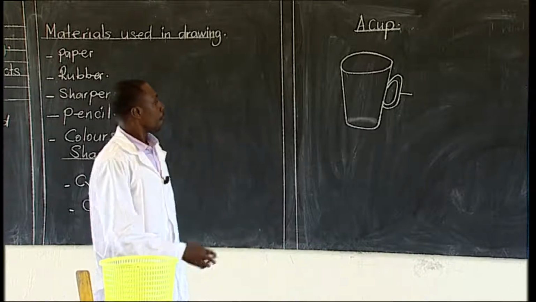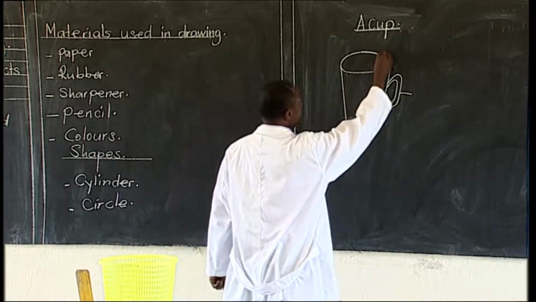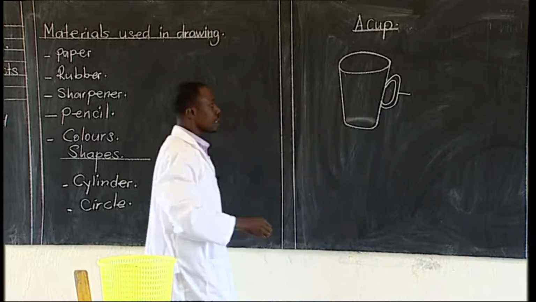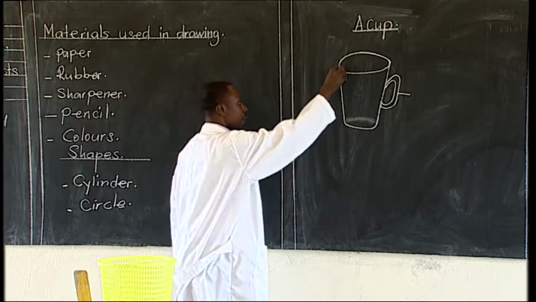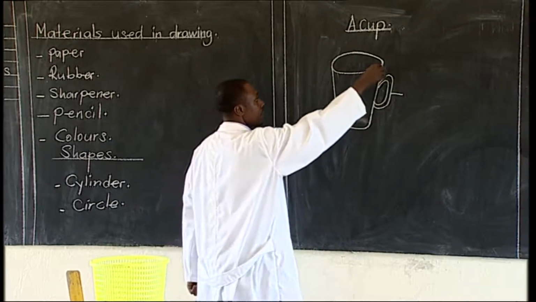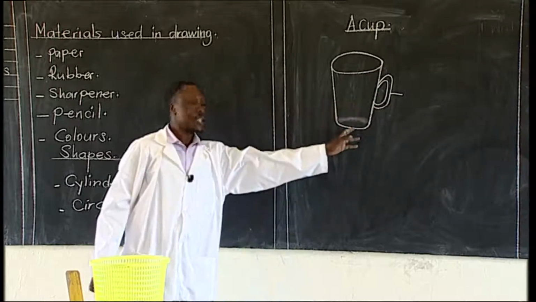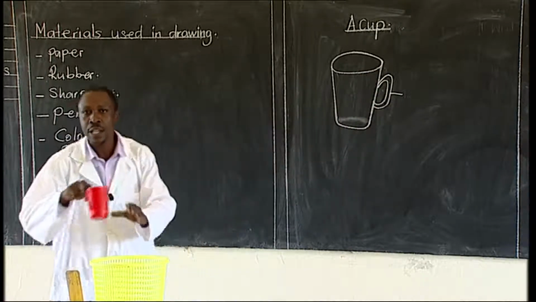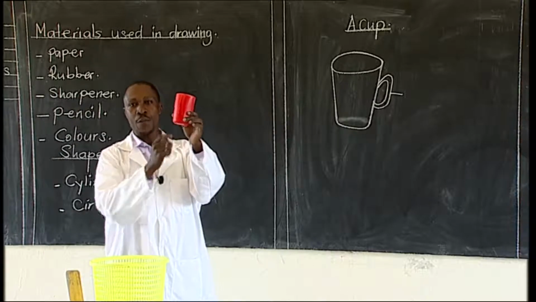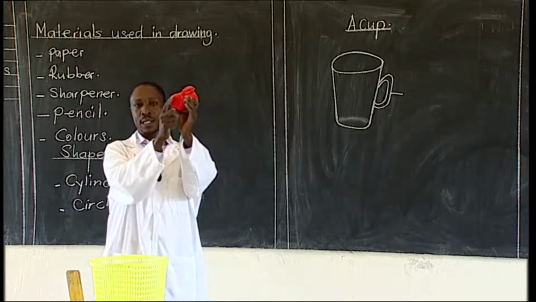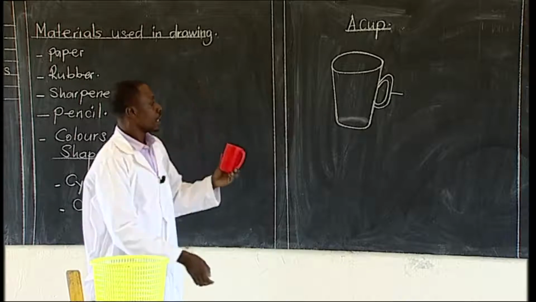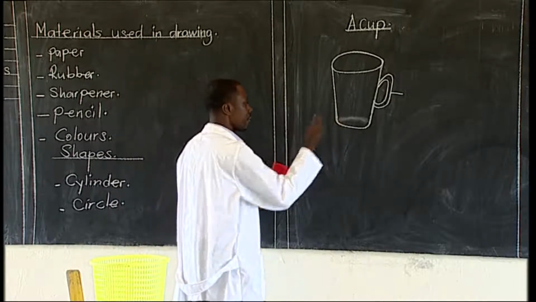Excellent. So we have said this is a circular part. Now, this one is a cylindrical part. Then down here, it is also circular, but we are seeing one part of a cup. We are not seeing the whole part. That's why here it is curved.